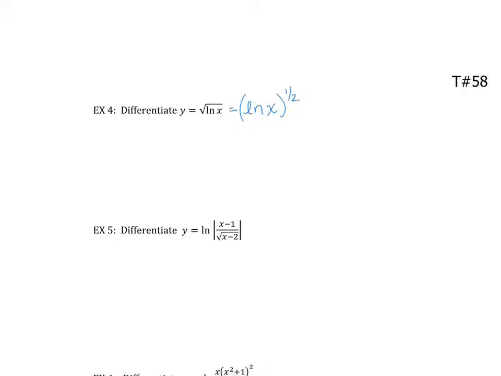Let's be very clear that this and this are not saying the same thing. Those two things are different, because in this one, the 1/2 is only going to the x, and in the problem that we're doing, the 1/2 is doing all natural log of x.